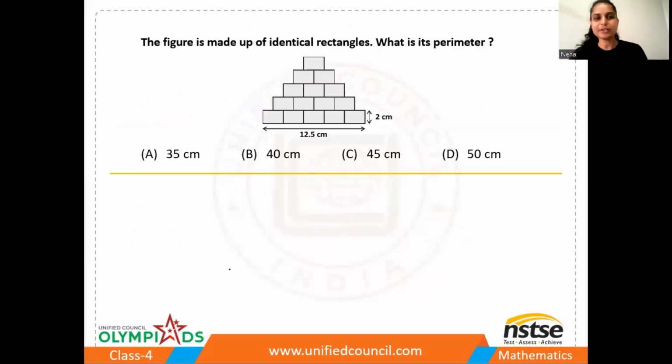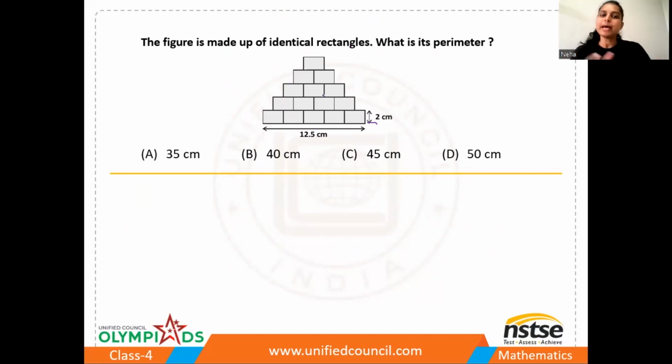Now let's try to solve the next one. This is your next question. The figure is made up of identical rectangles. Some rectangles are given in the question. What is its perimeter? So we have to find the perimeter here. This width is given as 12.5 centimeters and this is given as 2 centimeters.